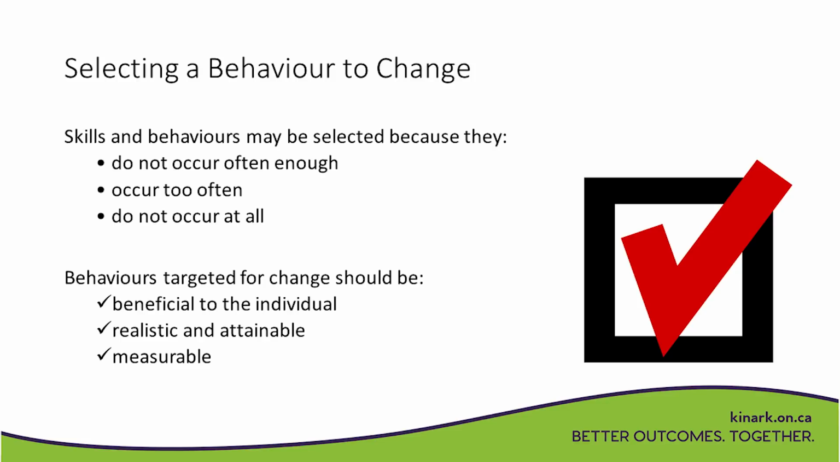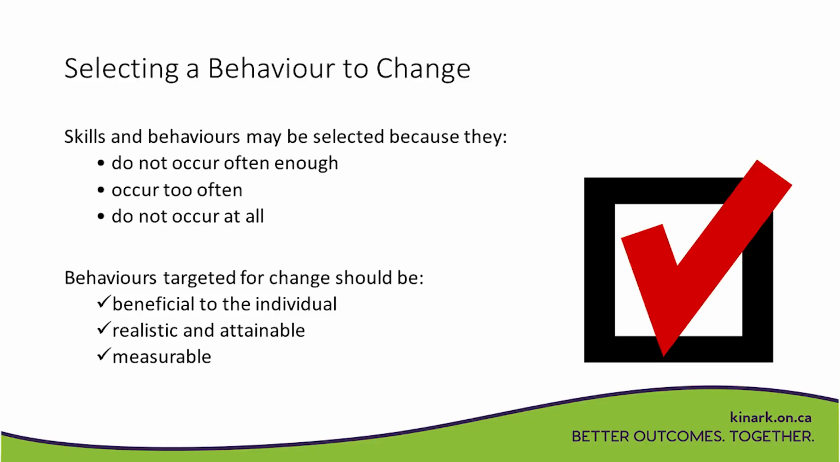Individuals with ASD demonstrate behavioral deficits, behaviors that do not occur often enough, and excesses, behaviors that occur too often. Therefore, the goal of behavioral strategies is to increase behaviors when there are deficits, such as increasing social skills, communication, or self-help skills, and decrease behaviors where there are excesses, such as reducing aggression, self-injury, or speaking out loud.